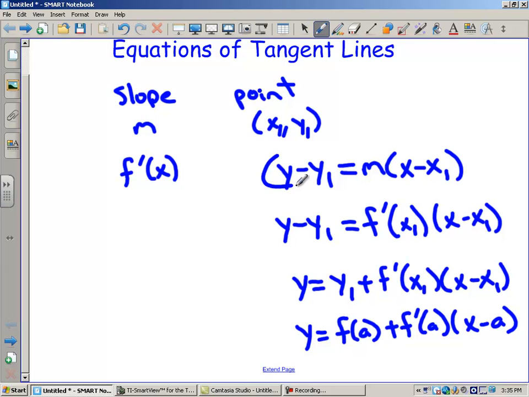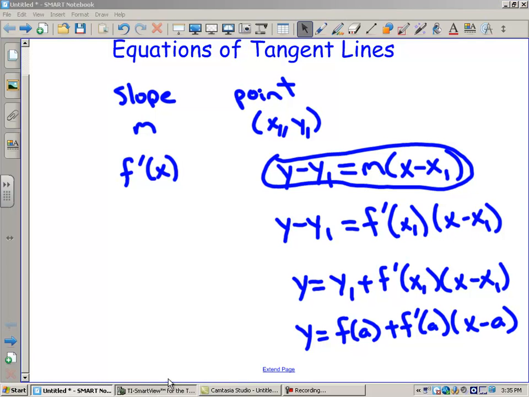Any of these versions work. If you just want to stick with this version, and if you just want to say, hey, I know how to find m, the derivative is the slope, then you're fine. Any of these versions work. Let's go take a look at some examples. Before we do that, I want to show you what a tangent line actually looks like.